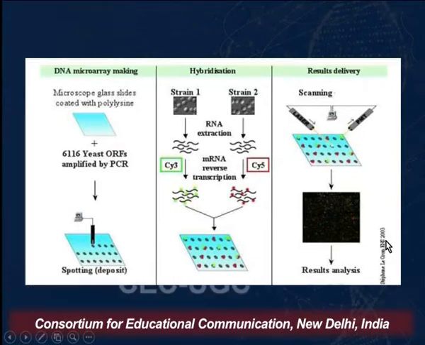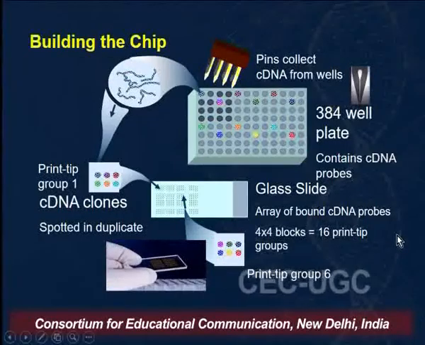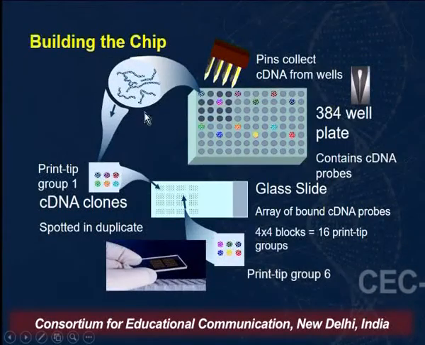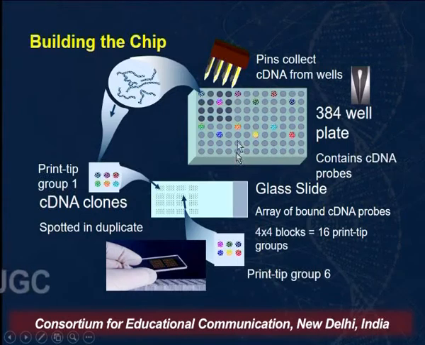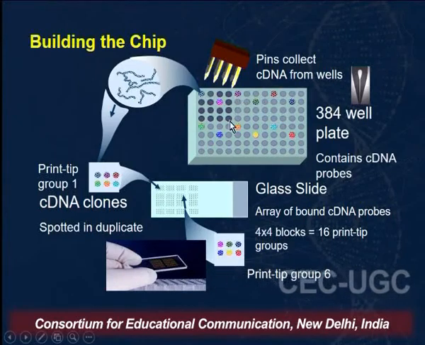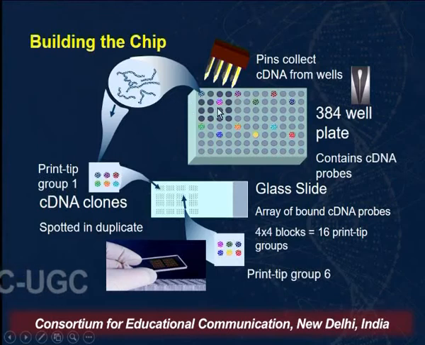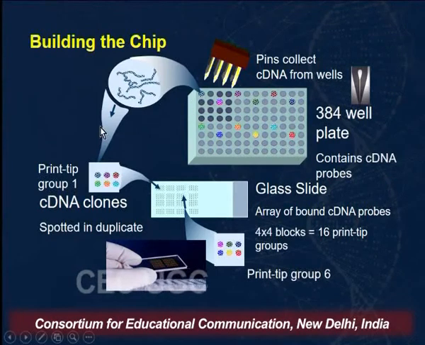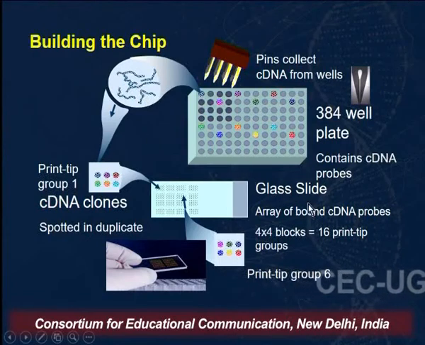Now we will look at things one by one in a detailed manner. So the first aspect is building the chip. How is the chip built? If the chip contains the entire genome of an organism, then we cut the DNA into smaller fragments, or we use the entire genome, and for example in this case we are using the complementary DNA.